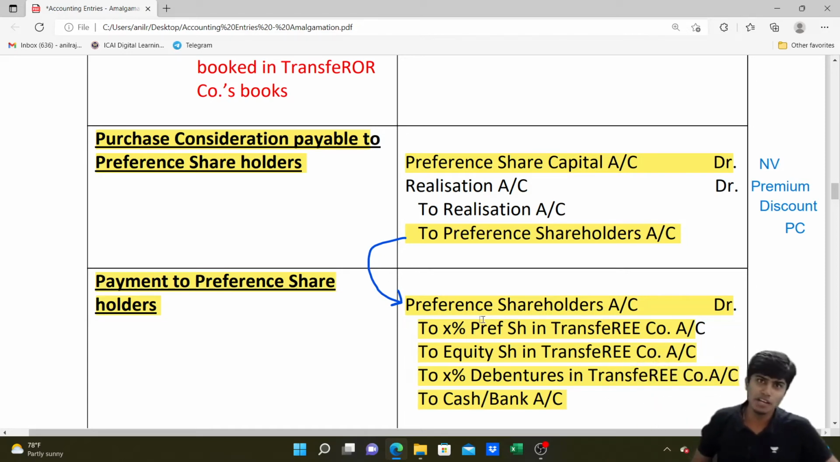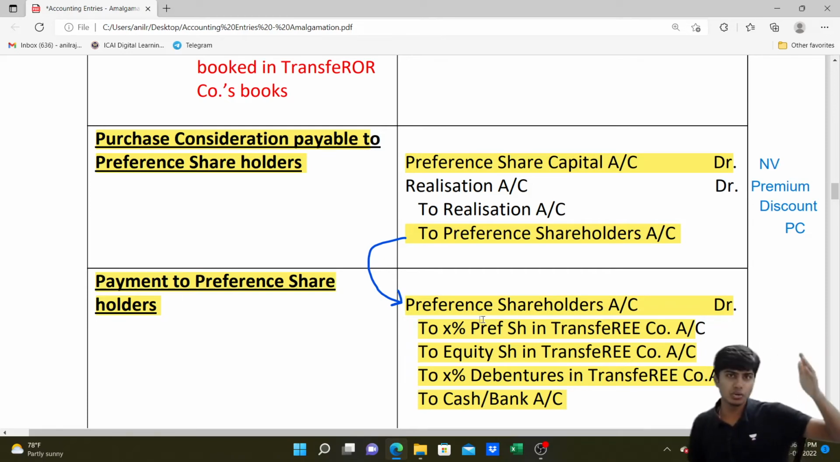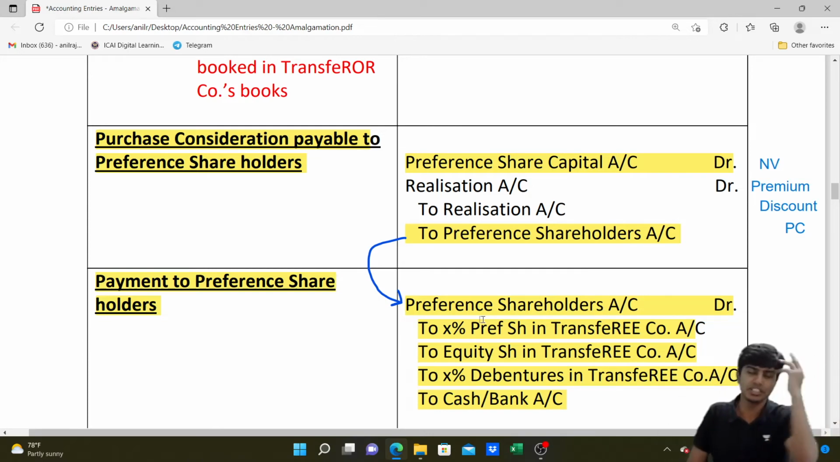So in this third part, we're discussing accounting entries in the books of transferor. Next part, that is part 5, and part 4, we'll be discussing accounting entries in the books of transferee. Got that, guys? So for the payment of purchase consideration to preference shareholders, we'll debit the preference shareholder account and then credit all forms of PC that we give them: preference shares in transferee company, equity shares in transferee company, debentures in transferee company, cheques as well as cash.